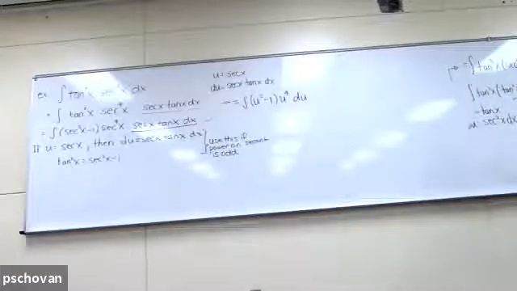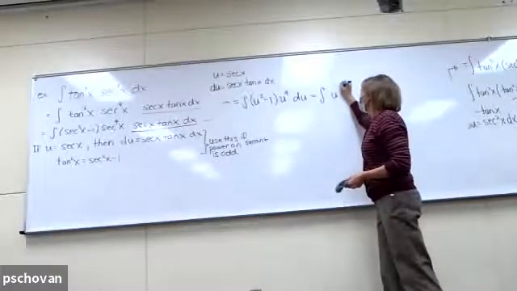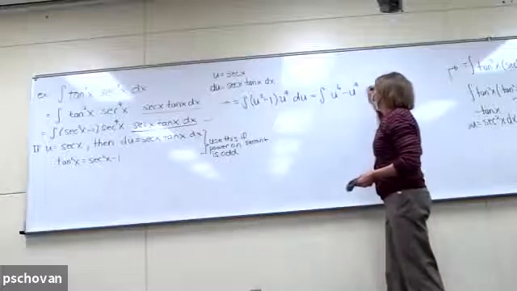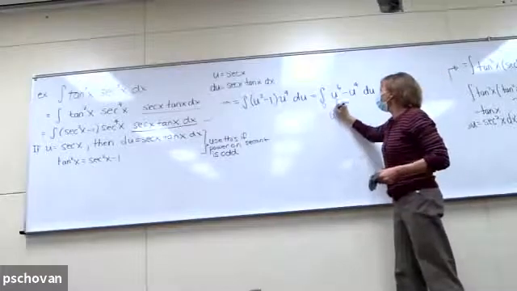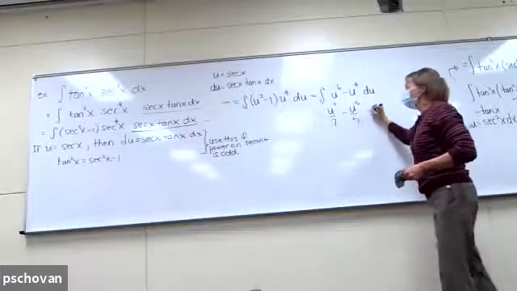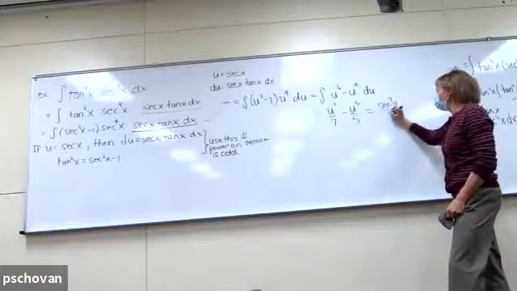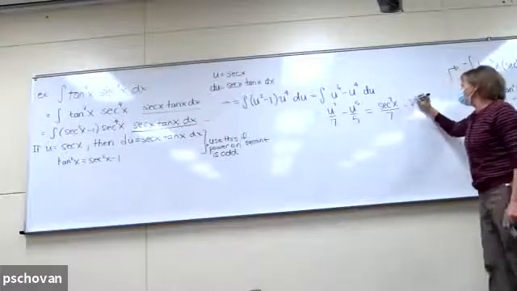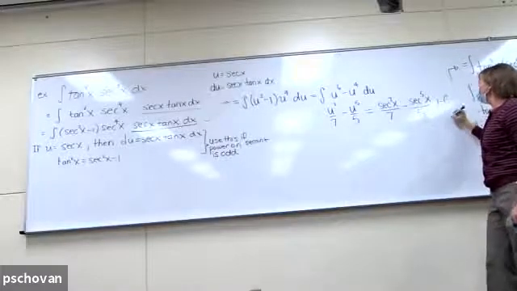Multiply it out, you get an easy polynomial integral. We can integrate term by term. Multiply it out to get u to the 6th minus u to the 4th. Now integrate, we get u to the 7th over 7 minus u to the 5th over 5. u is a secant, so we get secant to the 7th of x over 7 minus secant to the 5th of x over 5. We're done. Back on the plus c.